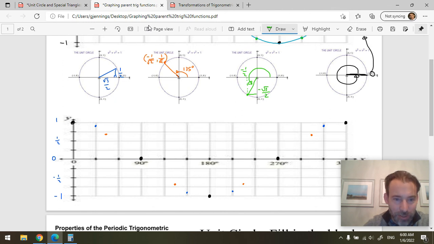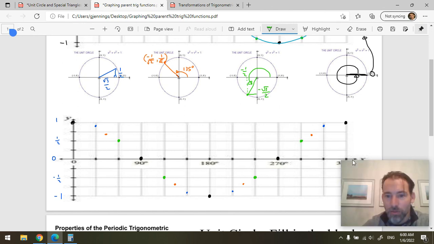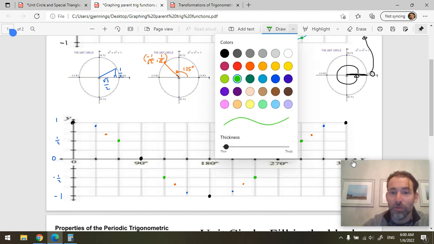Now, last ones are the 60 degrees. So 60 is there, 1/2. Cosine 60 is 1/2. And then 180 minus 60 is there. So it's -1/2. 180 plus 60 is there. So that's -1/2. And then 360 minus 60 is there, +1/2. Now we're ready to trace our curve through all of that.